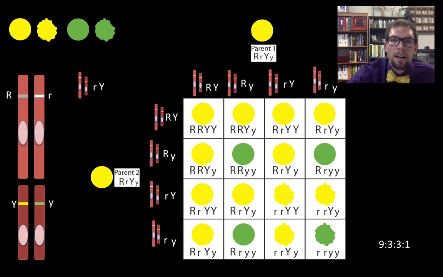If we go back to here, we can see that we have 16 blocks here. Only one of them has all of the capital letters in there. So this is how the rule of multiplication works.